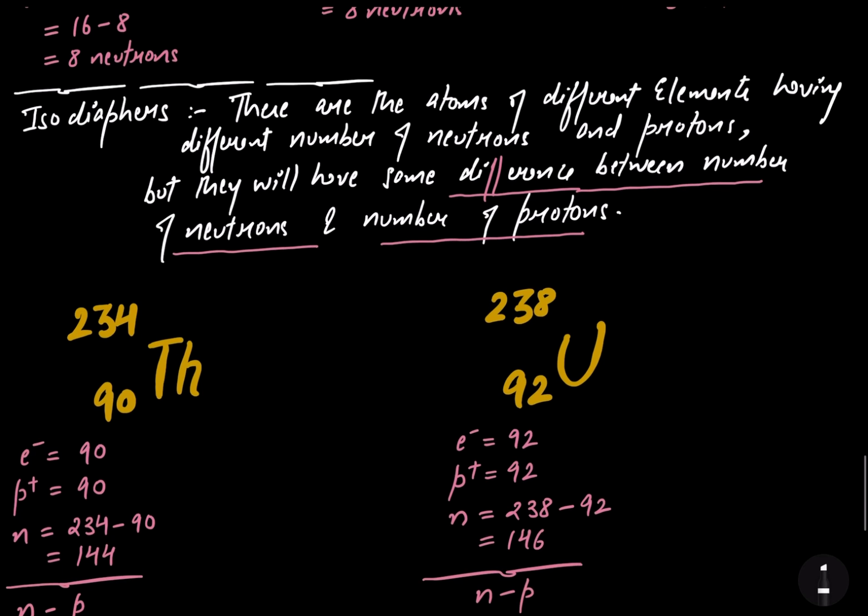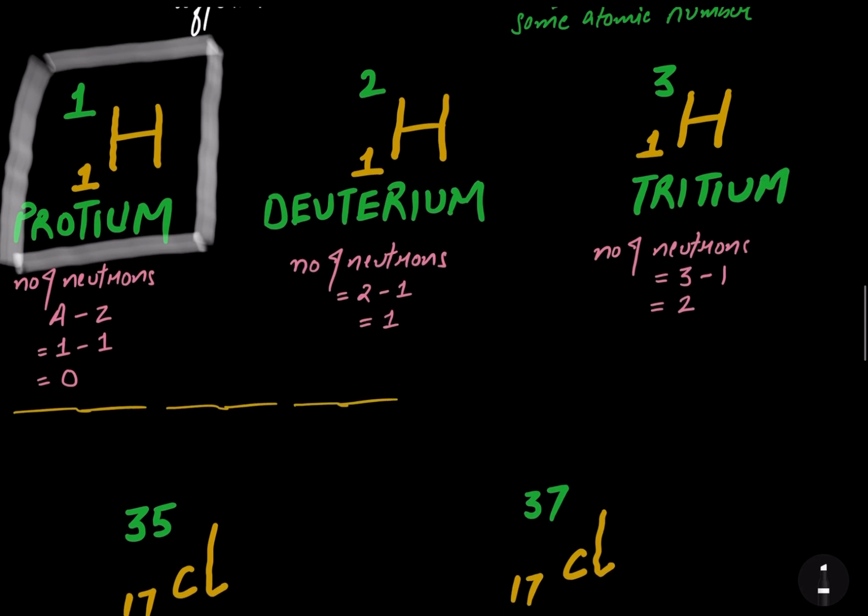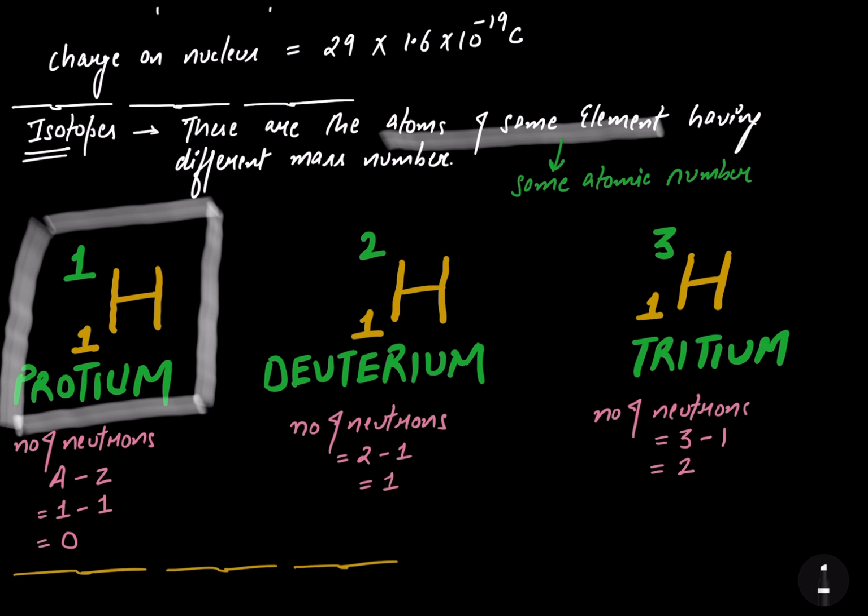So that's my topic for today. I'm revising my topic from isotopes. So my dear students, what was the isotopes? These are the atoms of same element. Obviously they will have the same atomic number, but they will have the different mass number. I have given the example of protium, deuterium and tritium.